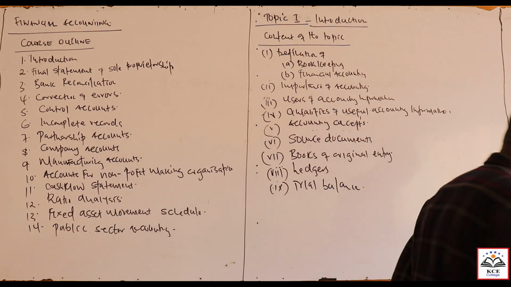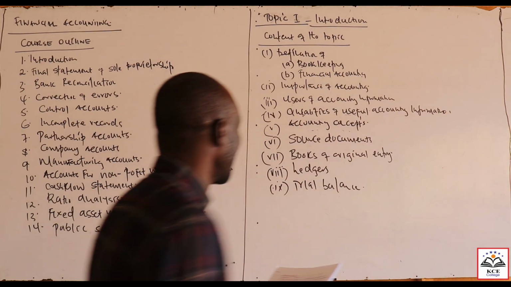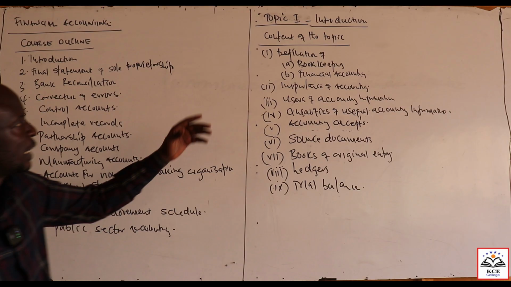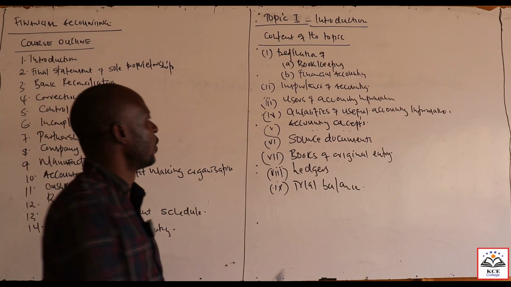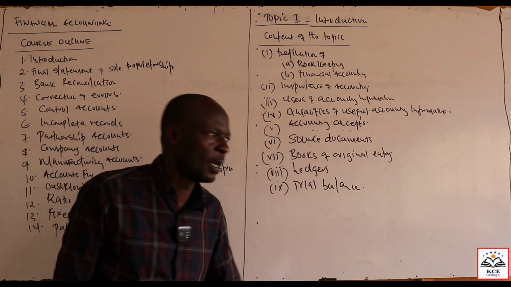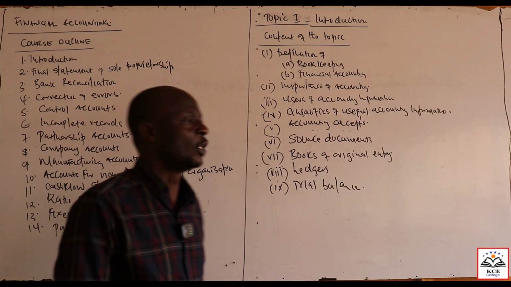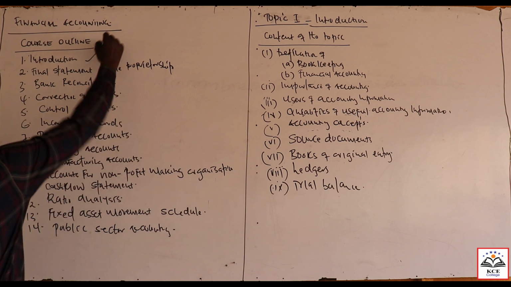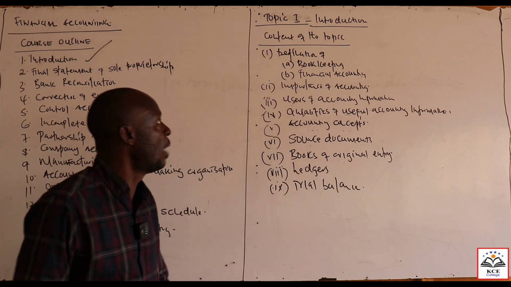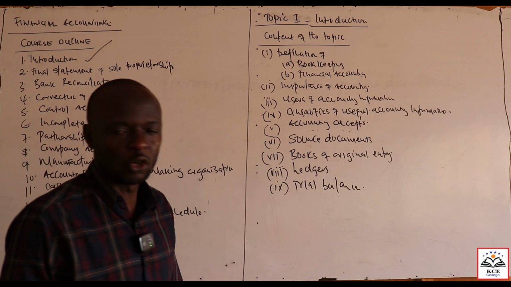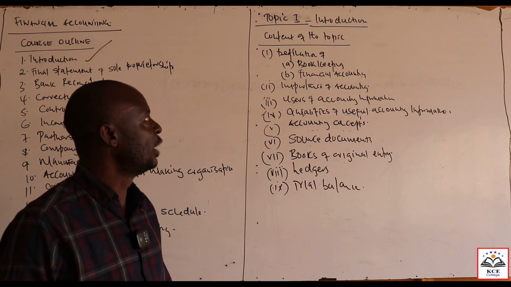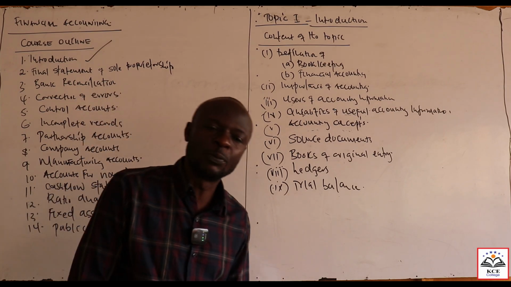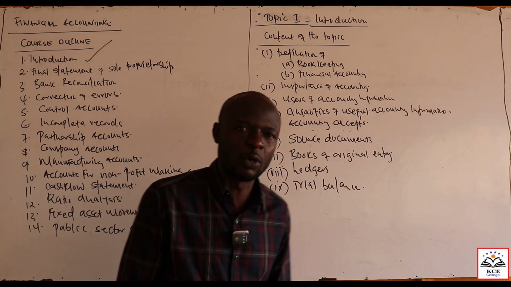We'll start with introduction. So far, I have outlined the contents of introduction. These are the items that you're supposed to learn under the topic introduction. So we have the first topic, we're calling it introduction. Number 1, you're supposed to know the definition of 2 very important words. We call them bookkeeping and financial accounting.